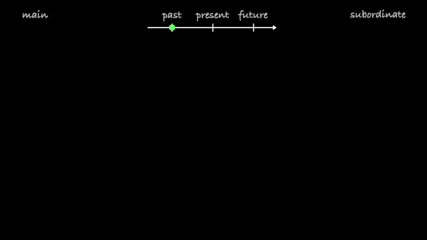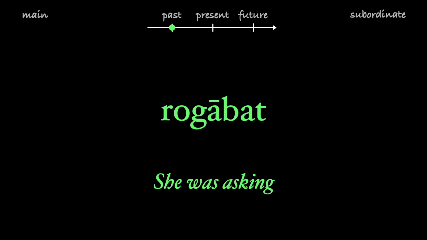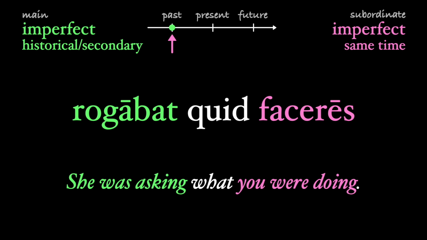Let's shift our asking into the past, though. We can choose rogavit or rogaverat, but let's go easy here with rogabat. And now we are in historical or secondary sequence. We also need to shift the tense of the verb in our subordinate clause. Rogabat quid faceres. She was asking what you were doing.